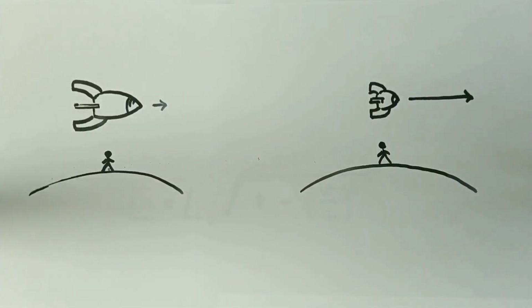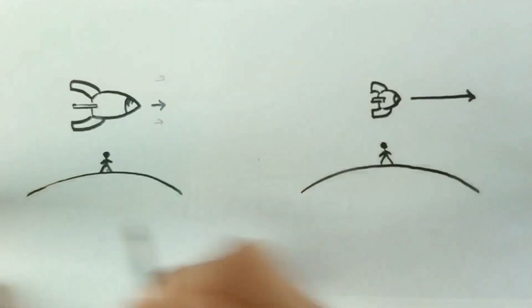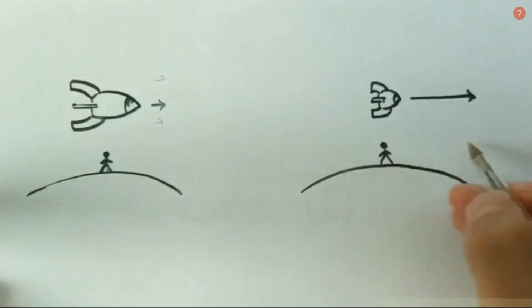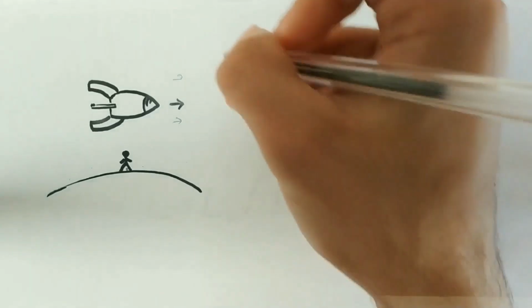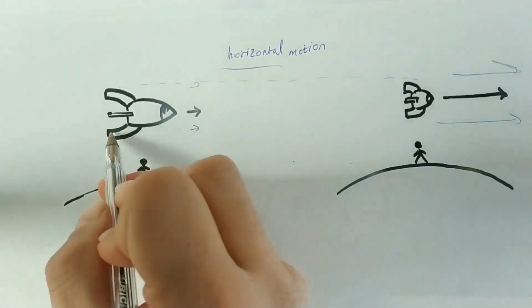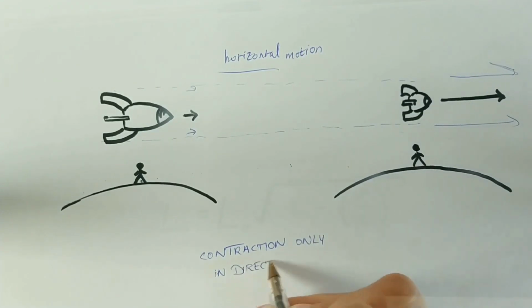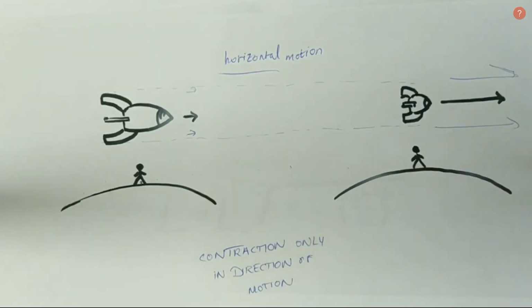Let's look at an example where length contraction is in action. On the left, we have an observer looking at a rocket moving at a relatively low speed, whereas on the right, an observer is looking at a rocket moving close to the speed of light. As you can see in the diagram, the person on the right, the observer, will see a clear contraction in the direction of motion. What this means is the rocket shrinks in width but stays the same in height.